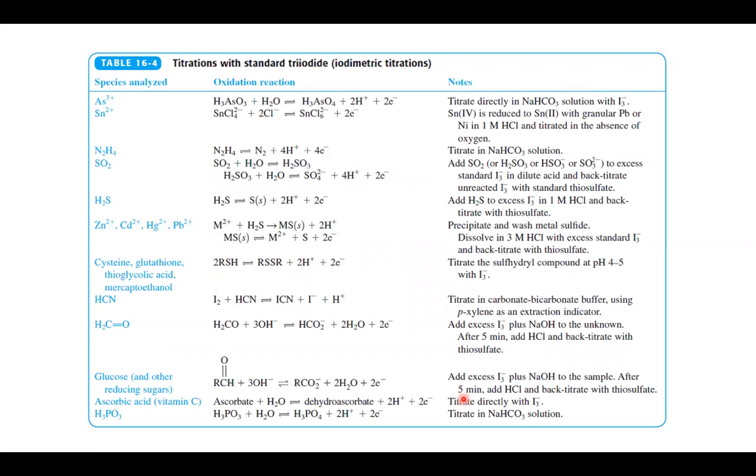So here are some titrations with standard triiodide solutions. These are iodometric titrations, so we're titrating with the triiodide. For example, we can do tin, arsenic, things like sulfur dioxide, hydrogen sulfide, zinc, cadmium, hydrogen cyanide, cyanic acid, glucose, ascorbic acid, phosphoric acid. So glucose and other reducing sugars. This is a good way of determining sugars, a good way of determining ascorbic acid. So it's really useful in those.